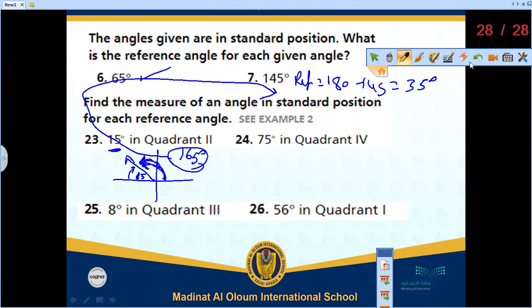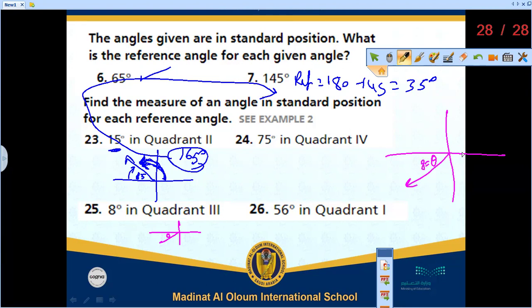Number 25, what he said. He said 8 degree in quadrant three. In quadrant three, this is my reference, guys. 8 degree. Look, I draw it here. In the third quad, this is my reference, which is eight.